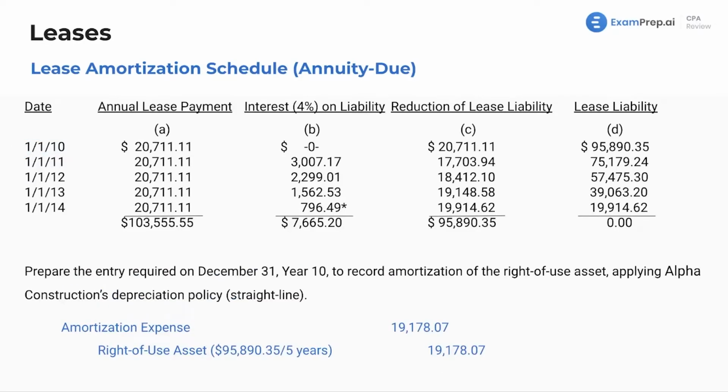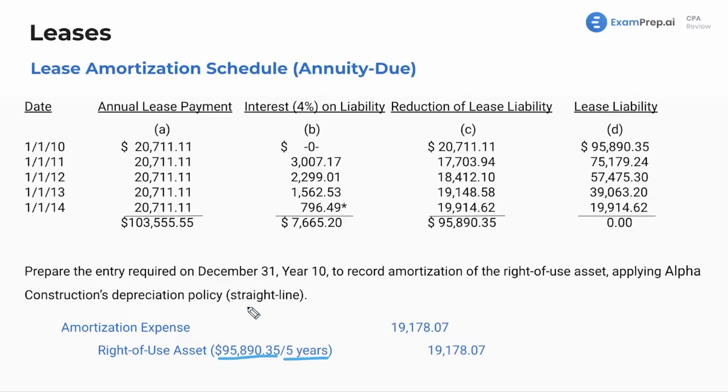Now, let's deal with another journal entry. Well, we are still at that same period, right? The same date, December 31st, year 10. We're recording the amortization of the right of use asset. Now, we are amortizing the right of use asset. We are applying Alpha Construction's depreciation policy, which we know is straight line. Well, we have the life of the asset, right? Both the life of the asset and the life of the lease was 5 years. Present value of the asset is our $95,000 amount.